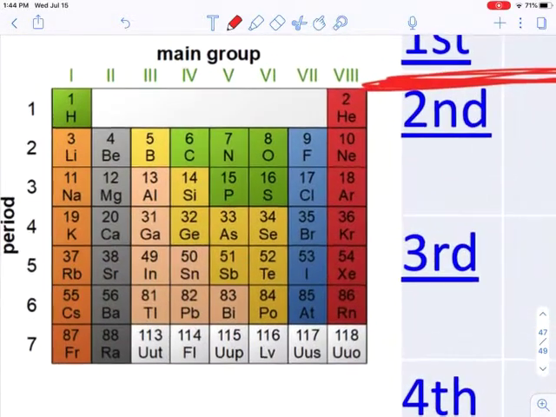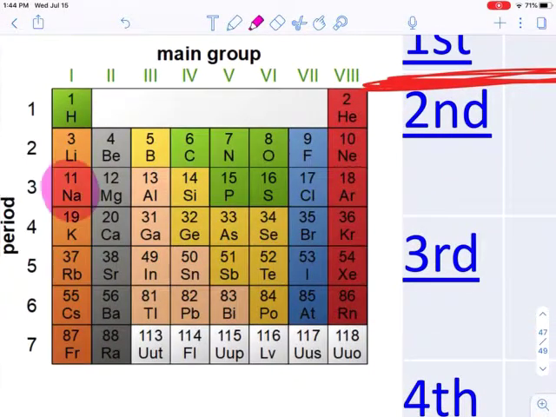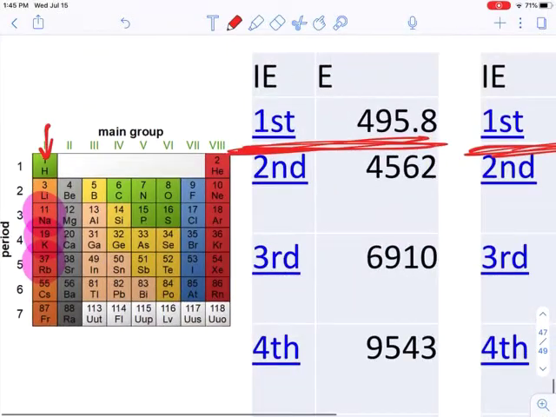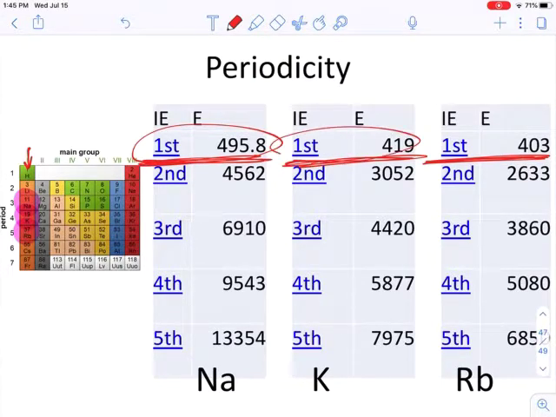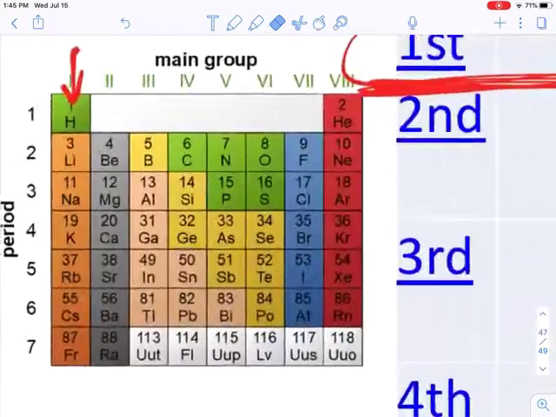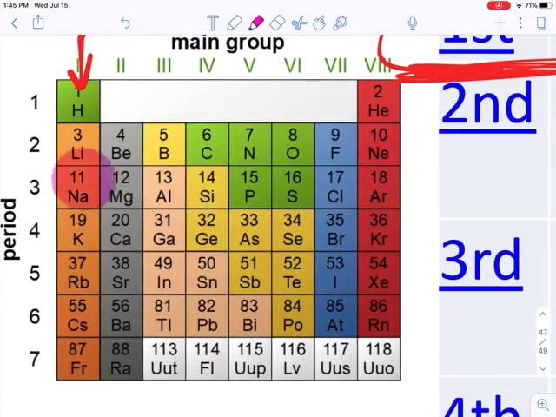Why a big jump after the first one? We'll take a look. All of these guys, sodium, potassium, and rubidium, are in the first valence. And if they are in the first valence, that means they only have one valence electron. Everything else is on an inner level. So it's easy to remove that first valence electron here, here, and here. Past that, it's going to be more difficult because, again, let's look at these guys in turn.